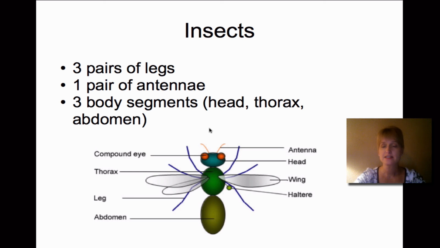And then the insects as a whole are part of arthropods, and insects have 3 pairs of legs and 1 pair of antennae. And they always have 3 body sections. So on insects, you'll see a head, you'll see a thorax, and you'll see an abdomen region.